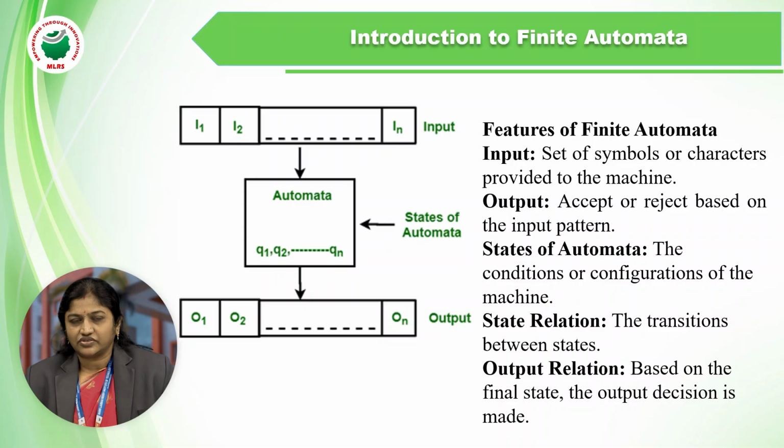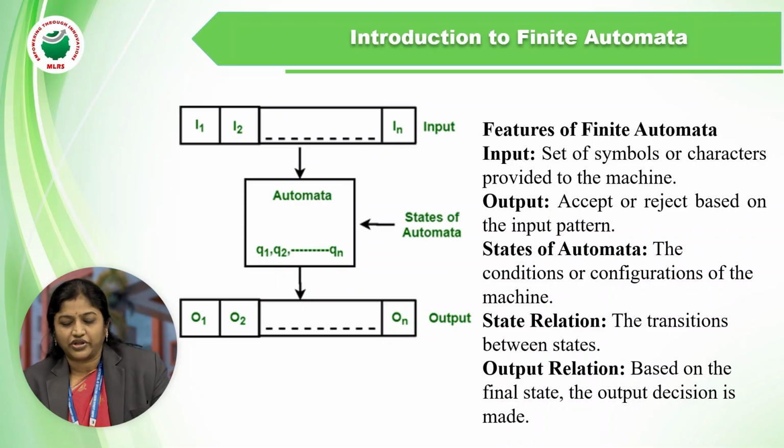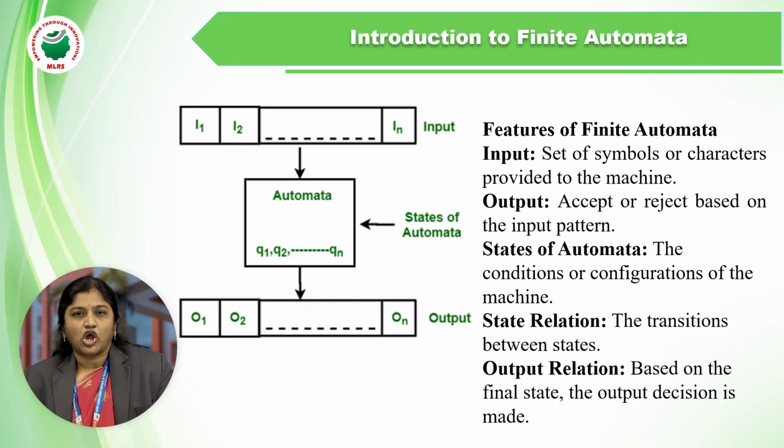So just see the features of a finite automata. Input: what is input here? A set of symbols or characters provided to the machine. Output: output either accepts or rejects based on the input pattern. State of automata: the conditions or configurations of the machine. State relation: the relation is the transitions between the states. You'll know these all while we solve a problem. Output relation: based on the final state, the output decision is made.